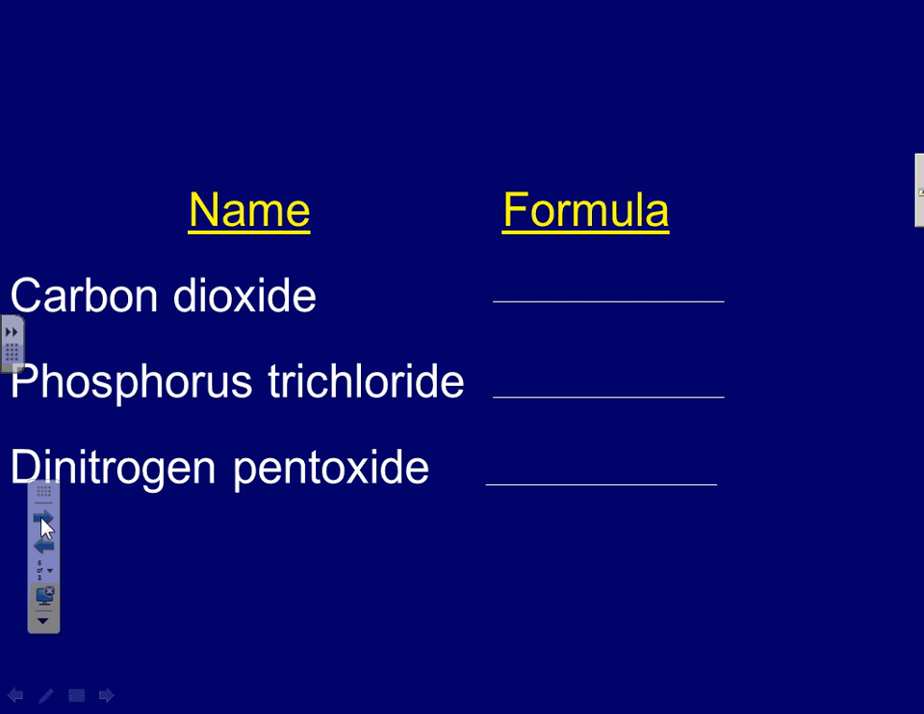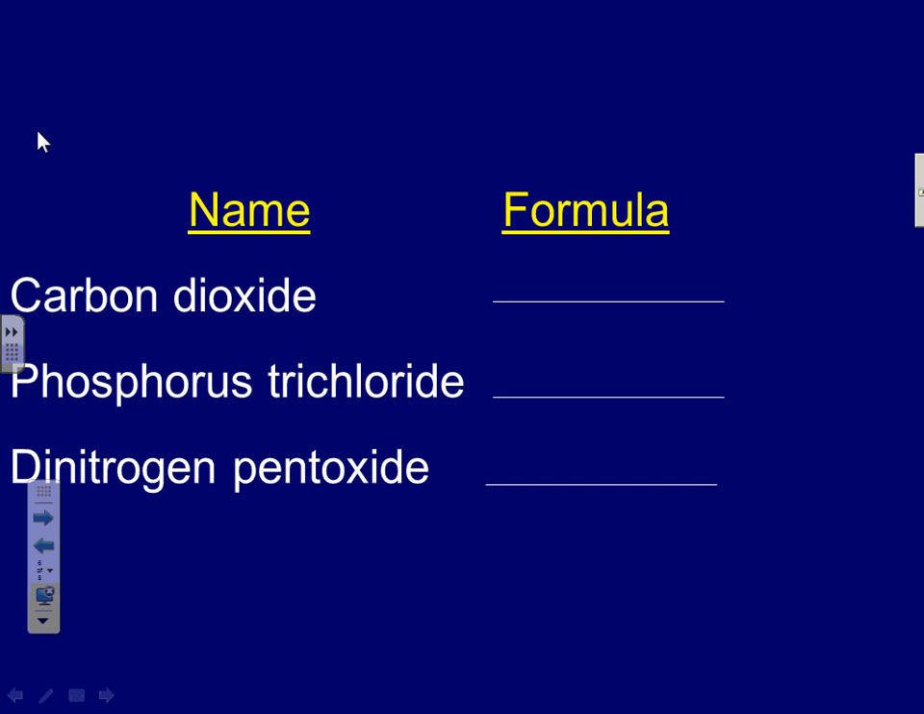Okay. So let's do some examples here. Like I said, for molecules, it's nice and easy. We are not looking for charges. We're not looking to cross anything over. We're just looking for those little words out front to tell us how many of those atoms there are. So, carbon dioxide.